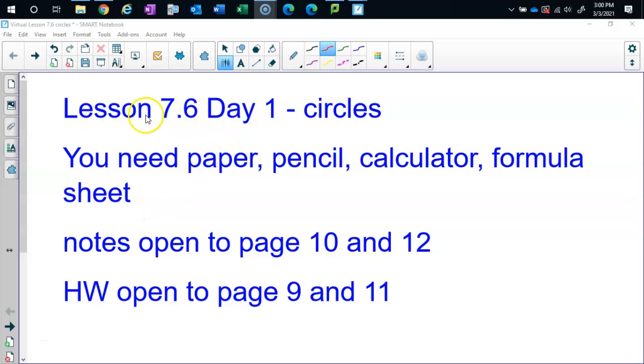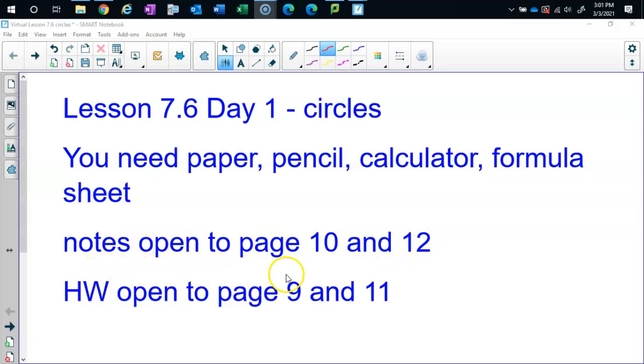All right, guys, today we are doing lesson 7.6, day 1, all about circles. We've already talked about these a little bit with the diameter and radius, but we're going to learn more today. You need paper, pencil, calculator, formula sheet. Your notes are going to be on page 10 and 12. We're going to kind of jump around.